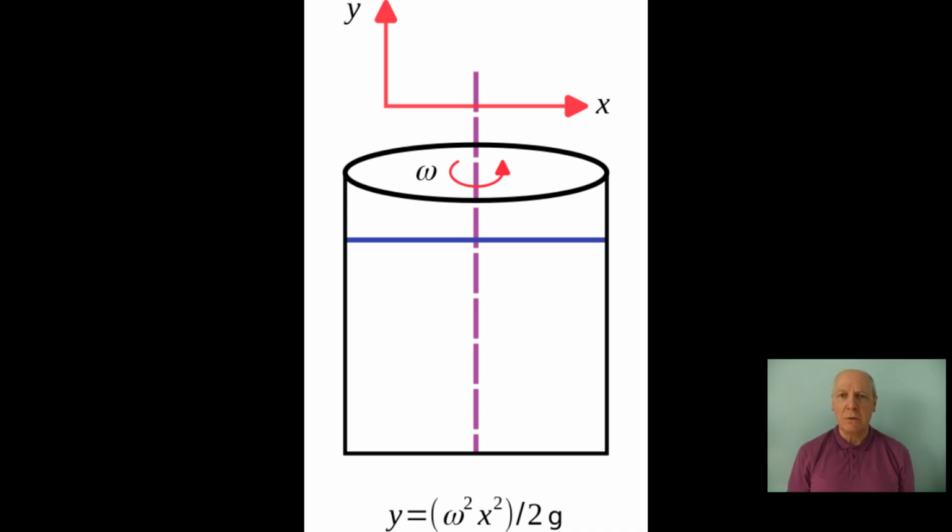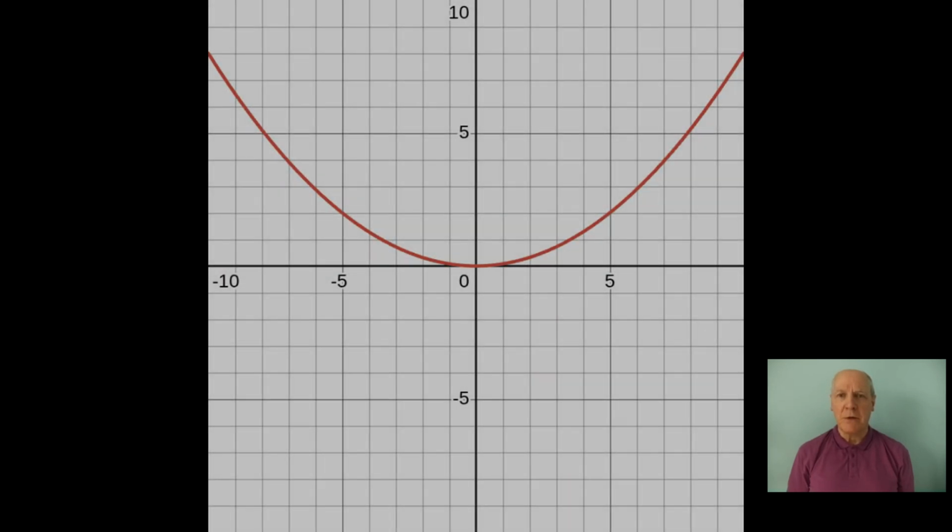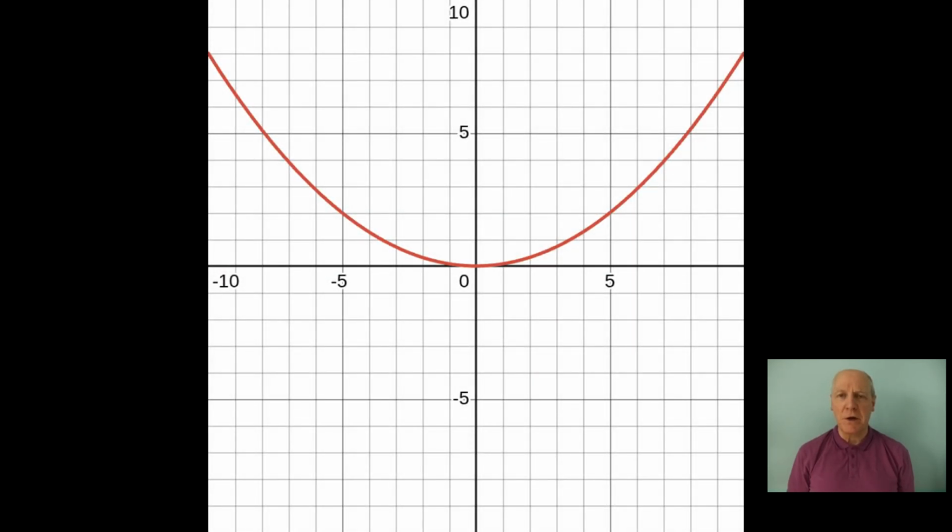Now these parameters are linked together by the formula shown at the bottom of this slide, and if we plot that formula we get this graph. Now that of course is a graph of a parabola. Now this is not new science. The fact that a spinning liquid produces a parabolic surface has been known about for, well, many years.